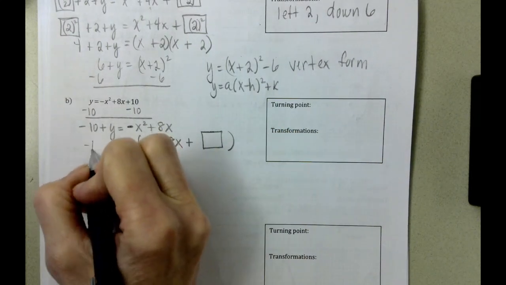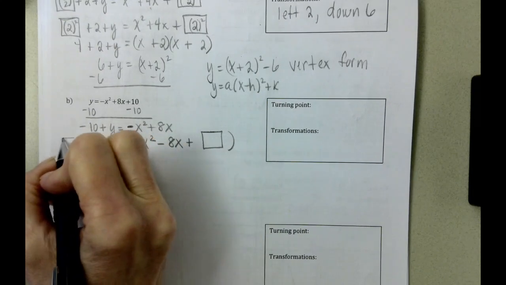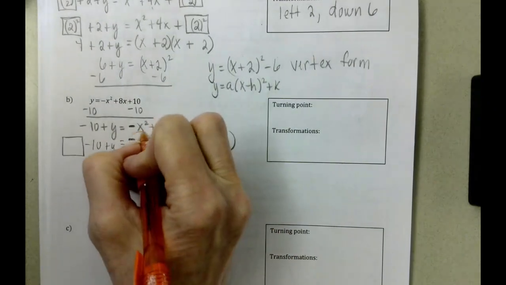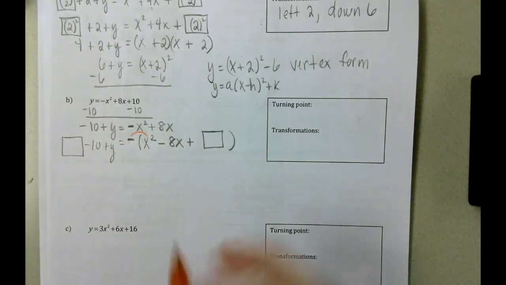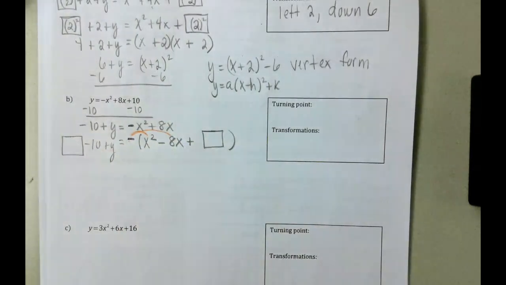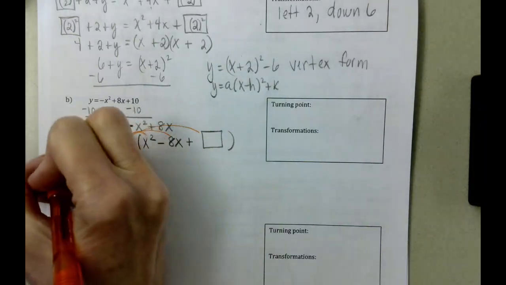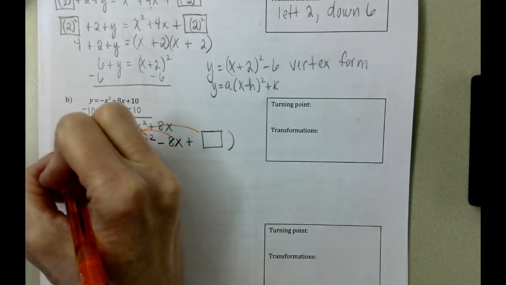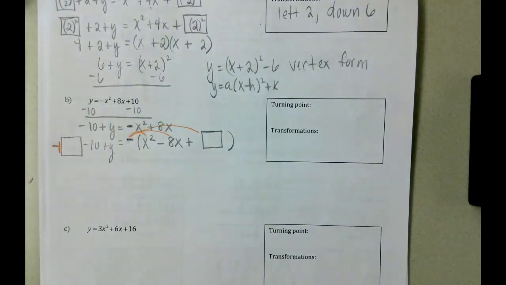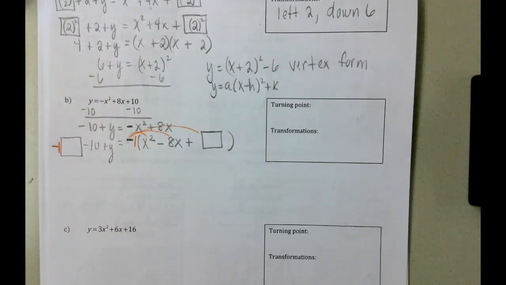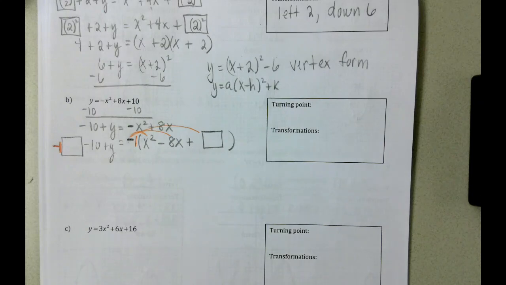On the other side, we still have negative 10 plus y, but we're going to have our box, and we still have something else that we need to deal with on here, and that is that this would be negative times x squared, and this would be negative times 8x, so this would be negative times that box. So we need to have a negative, or if you prefer, a negative 1 in front of that parentheses. But now everything else is the same.